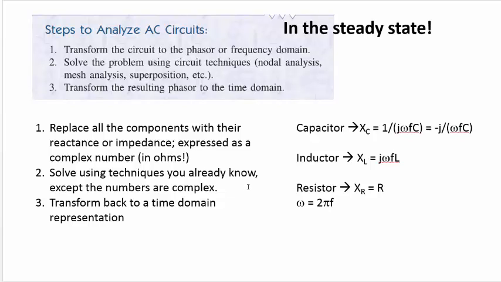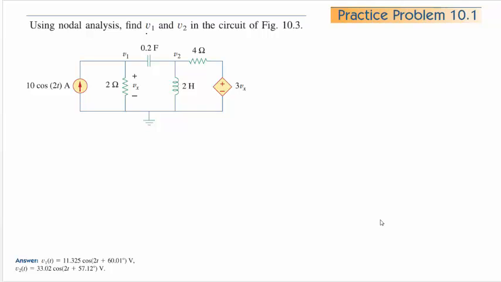And then after you put all of the ohms on the circuit, so you've computed all of the ohms, which is specific to a particular frequency that the circuit is running at, then you just solve the circuit using techniques that you already know, except that all of your numbers are now going to be complex. And then when you get your solution in the end, it'll be a complex number, and you can transform it back into the time domain representation, which is a cosine function of some sort. So let's do an example of how this goes about.